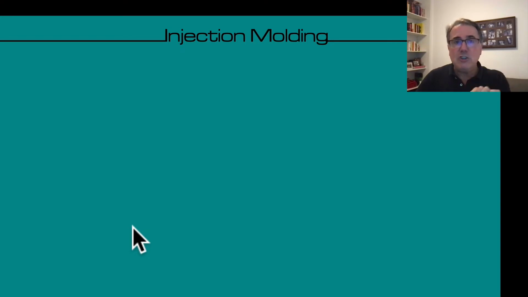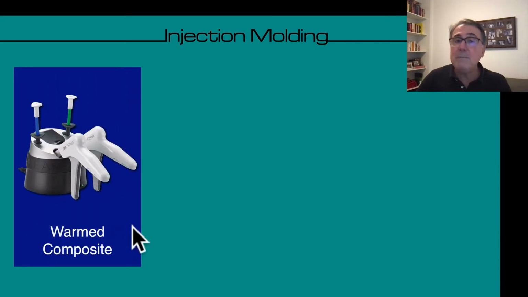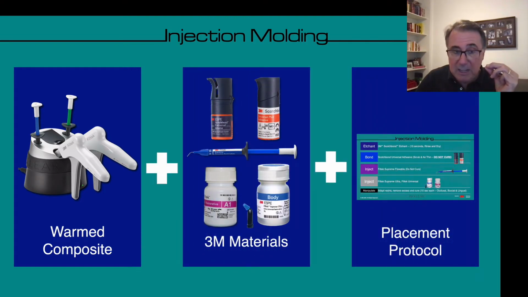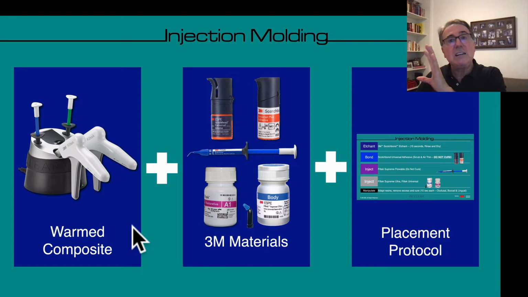To use this technique, injection molding, you're going to need warmed composites, 3M materials, and a specific placement protocol. Okay, why 3M materials? First, because you need a composite that has a body shade. What is a body shade? It's a shade that is between the translucent enamel shade composites and the opaque dentin composites.